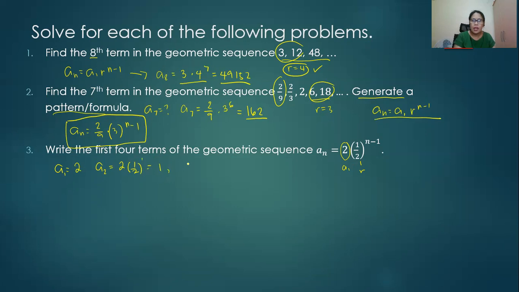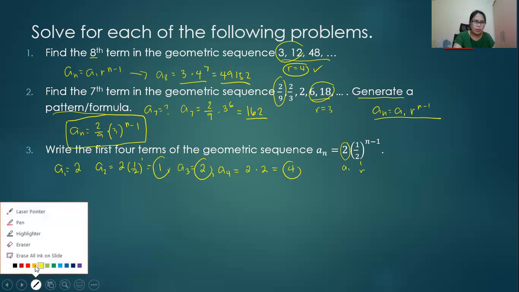And then for a sub 3, actually no need for us to substitute the given in the formula. From the definition of geometric sequence, the next term is obtained by multiplying the previous term by the common ratio. We know that the previous term is 1. We'll just multiply this by 2. So we got 2 here. So the fourth term is multiplying 2 by 2. So we got 4. I'm sorry, it has to be 1/2. So wait.